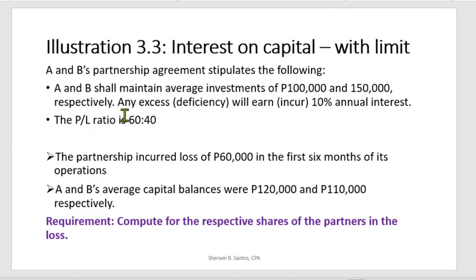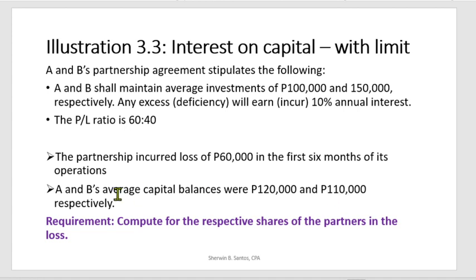Now, let's proceed with another illustration. Interest, this is still interest on capital but with limit. So, the partnership agreement ay A and B shall maintain average investments na 100 and 150 respectively. Any excess or deficiency will earn or incur 10% annual interest. The P&L ratio 60/40. The partnership incurred loss 60,000 in the first 6 months of its operations. A and B's average capital balances were 120,000 and 110,000.